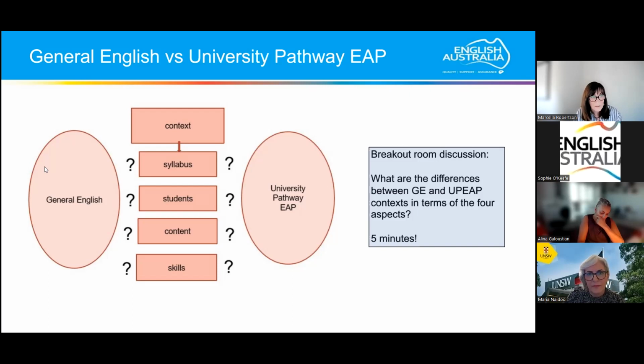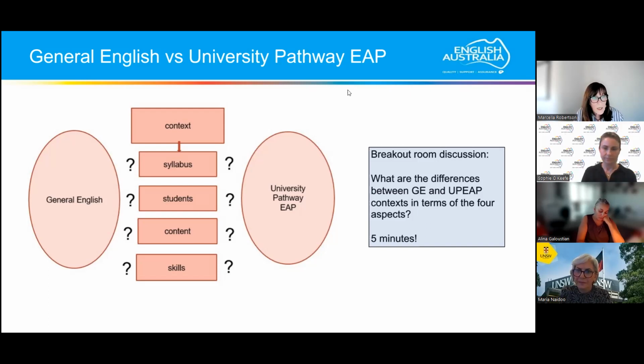The thing about the students is an interesting one. This is a significant difference in terms of their goals. In a general English context, you could have 20 goals in 20 students, but there is really an absence of this high stakes pressure that they're under. That's quite different to the university pathway EAP context. The students do have this high stakes goal binding them together, a unified goal. So that's just a little snapshot of some differences.